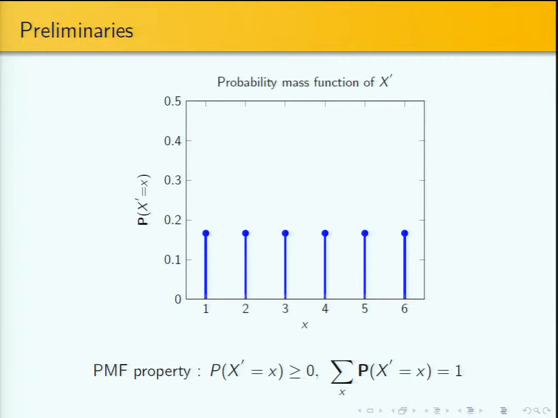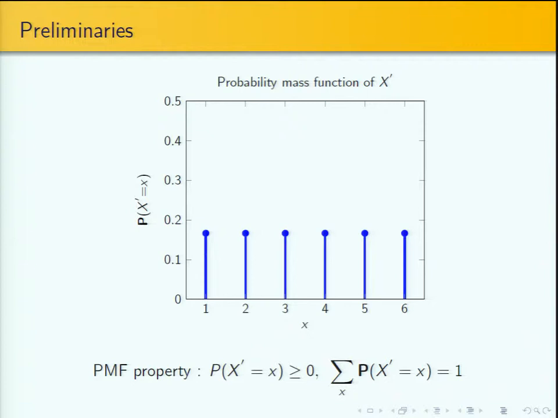Everybody is clear at least now? See, for each atom, let's say 1 is an atom, 2 is an atom, 3 is an atom, etc. A mass is how much weight I should give. It's like a discrete mass, right? So first property: it should be positive. It cannot be negative. The probability of any particular point in the sample space, or whatever value it can take, is going to be positive. And if you sum up all possible values, the total mass should be 1. So that is the first rule, right?